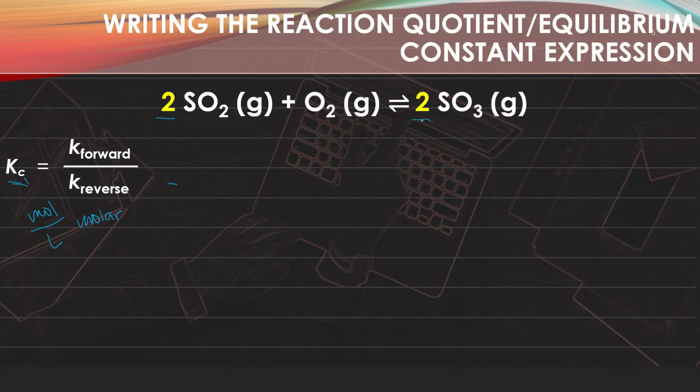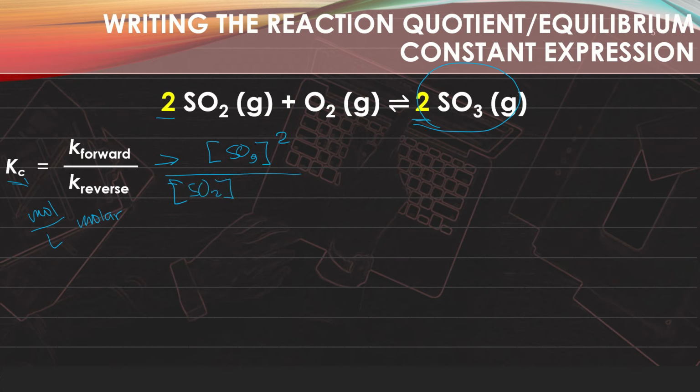The K forward, or the product, is SO3. So, we can write it down as [SO3]. Next, kung ano yung coefficient ng ating mga substances, yun yung kanilang magiging exponent. So, for SO3, ang coefficient niya ay 2, so ang exponent niya ay 2. Next, over the reverse, which is the reactant. So, sa reactant, dalawa, so [SO2].